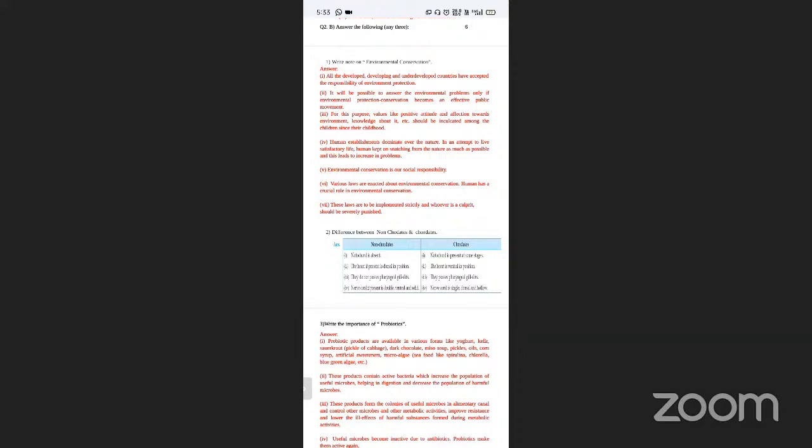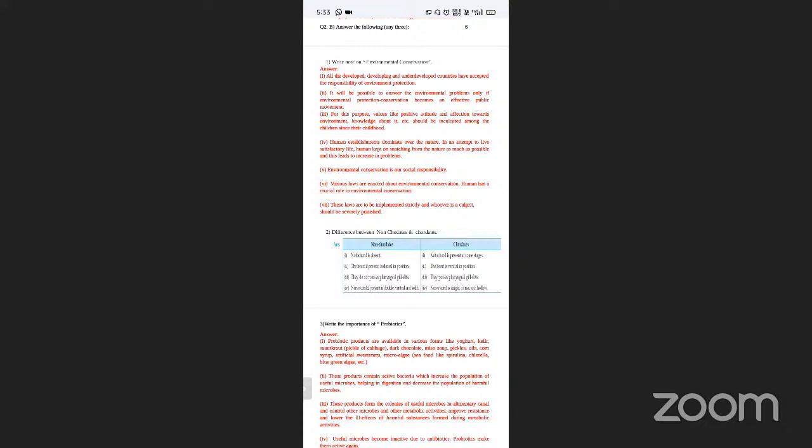Seventh point, these laws are to be implemented strictly, and whoever is a culprit should be severely punished. These laws must be followed very strictly, and those people who are not taking it seriously, the culprits who are destroying nature, must be punished.